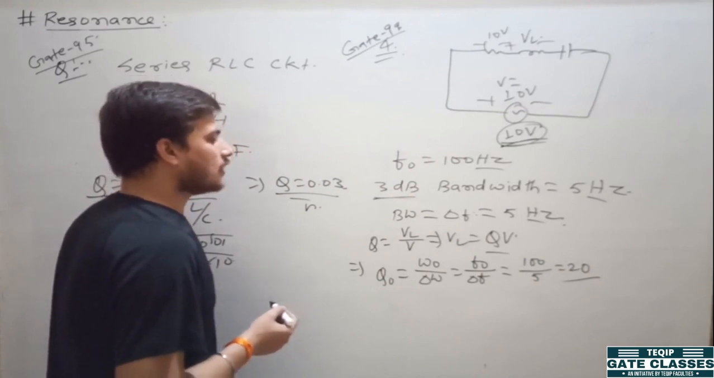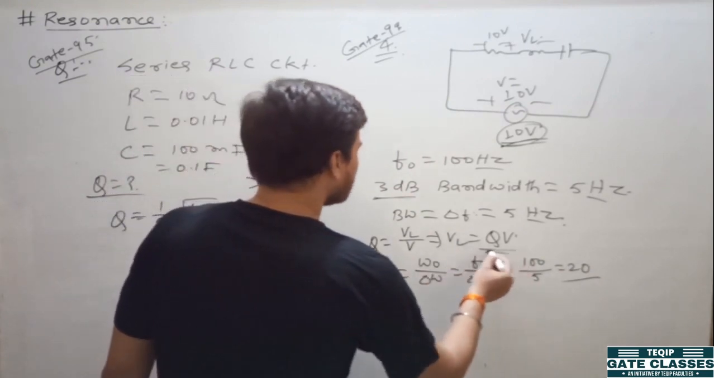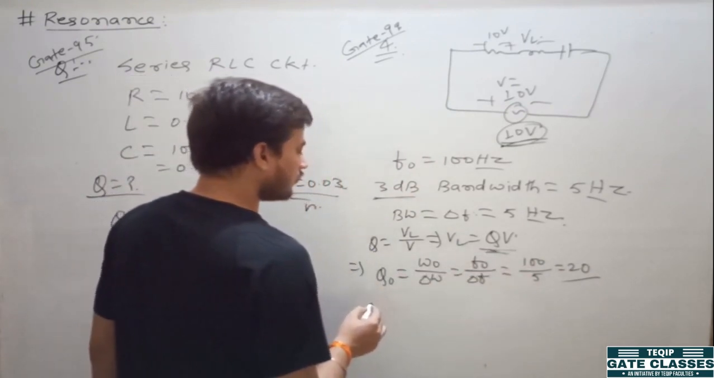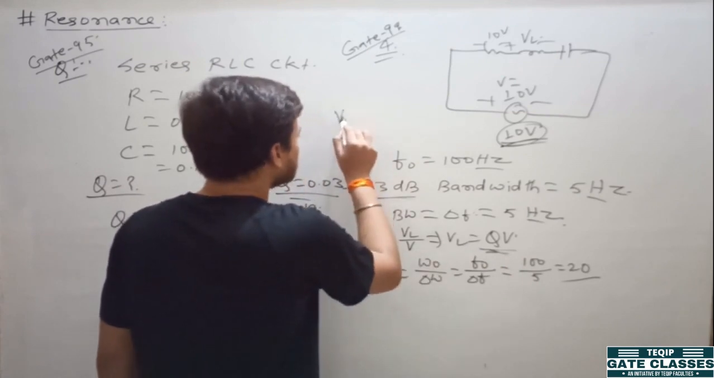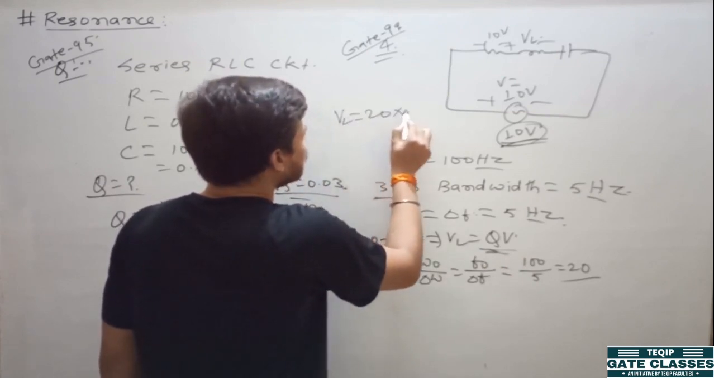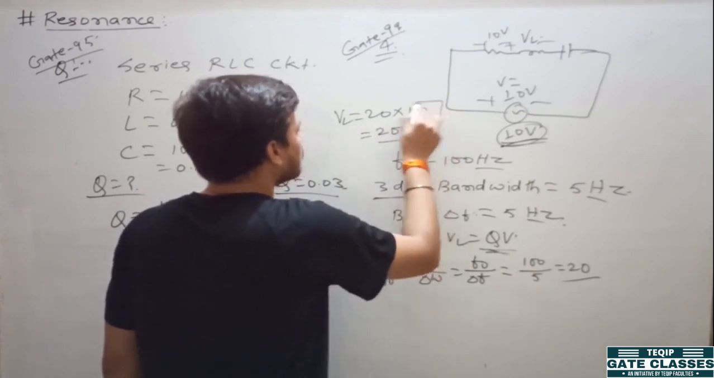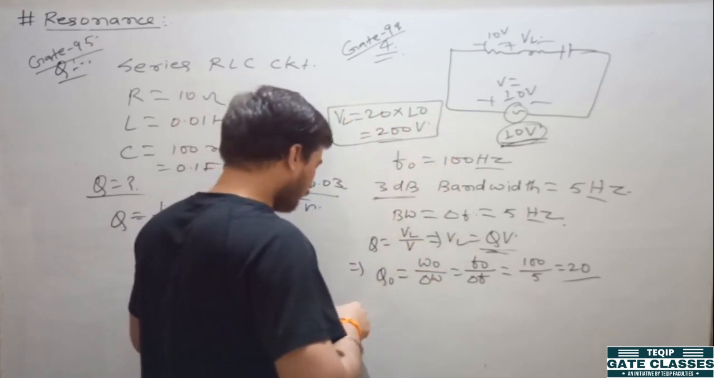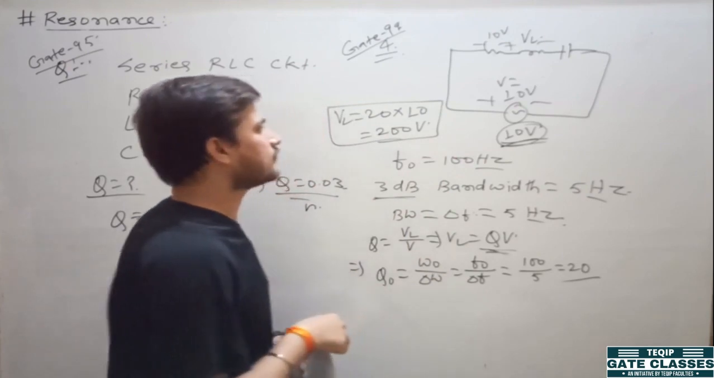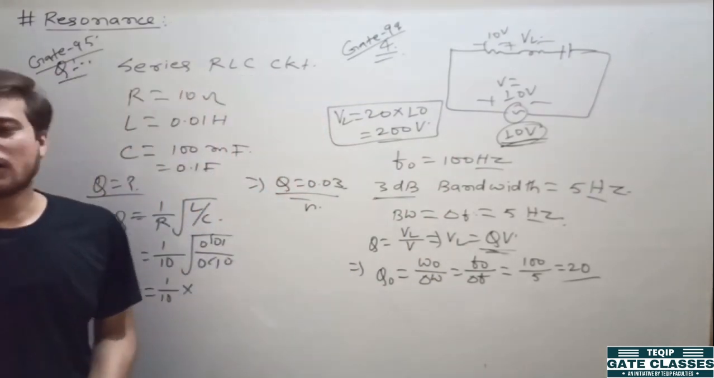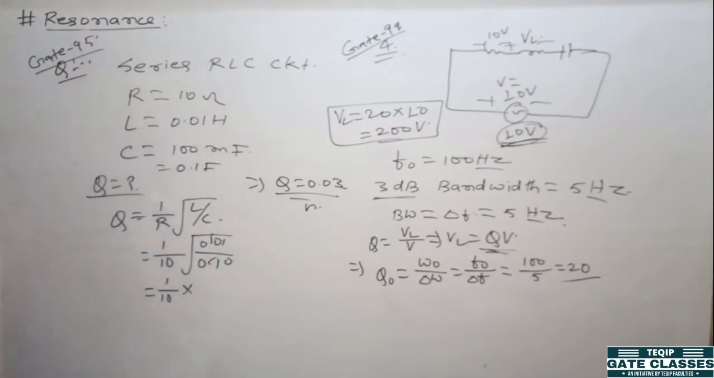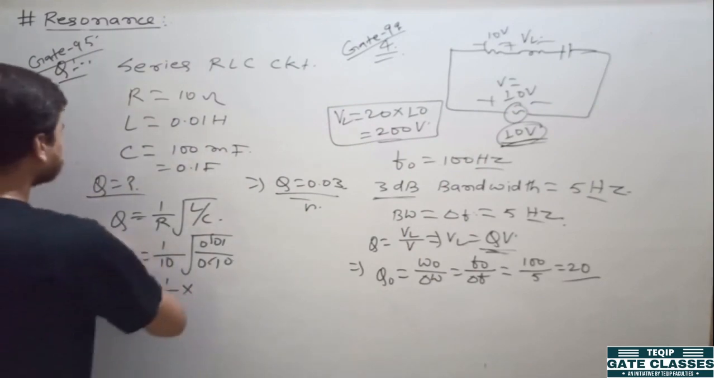So if quality factor is 20, then VL will be how much? VL equal to 20 into 10, so here it will be equal to 200 volt. So 200 volt will be the answer of this question.